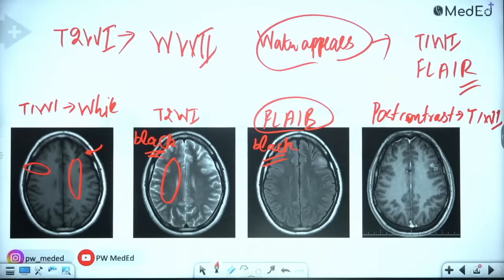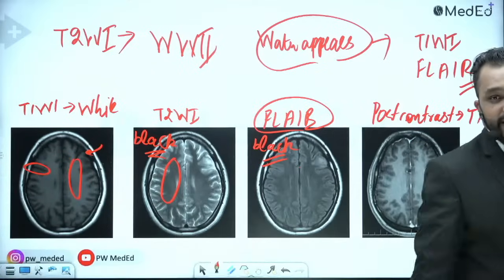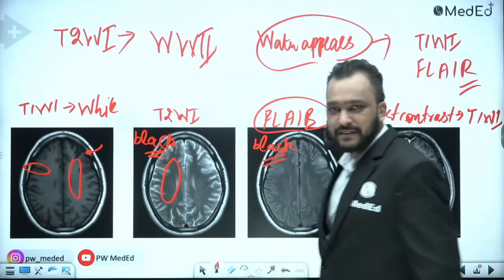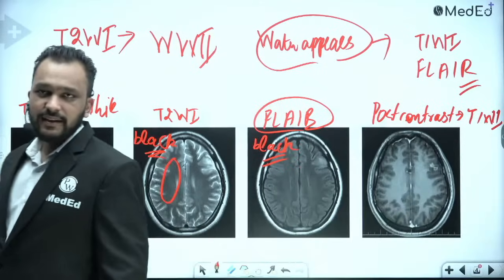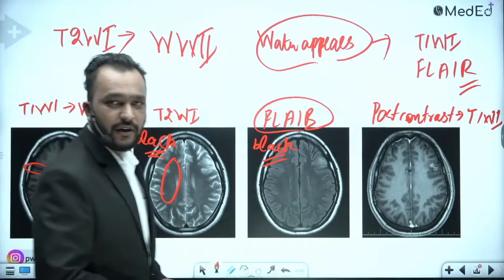Right. So are you clear with the T1 weighted image, T2 weighted image, FLAIR image and post contrast image? Is everyone clear with it? Just give me a thumbs up if you are clear.